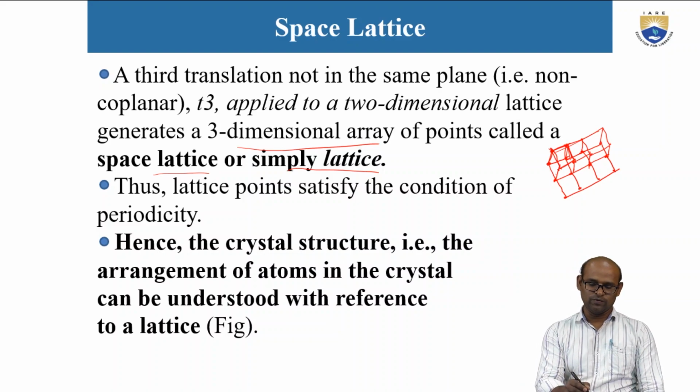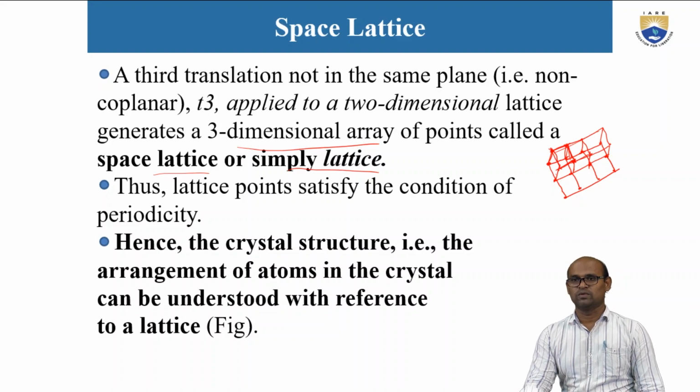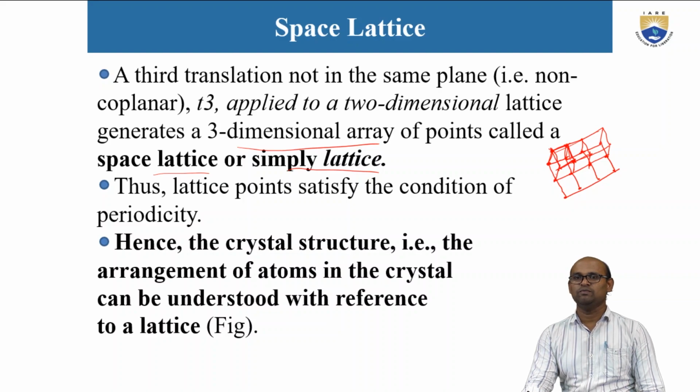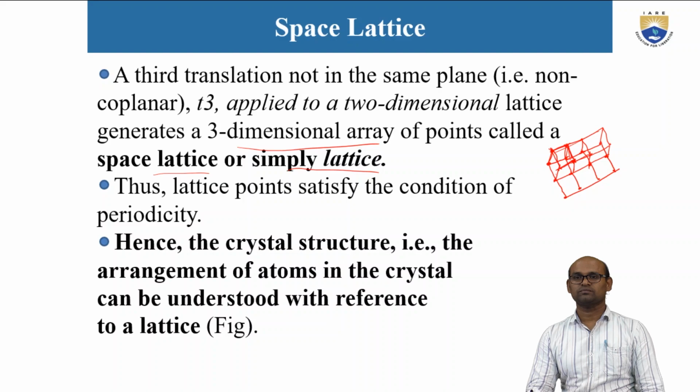Condition of periodicity. If you take any point and look at its neighborhood, and then take any other point, you will find the same neighborhood. So all those points satisfy the condition of periodicity, as we discussed yesterday. Hence, the crystal structure, that is the arrangement of atoms in the crystal, can be understood with reference to a lattice.